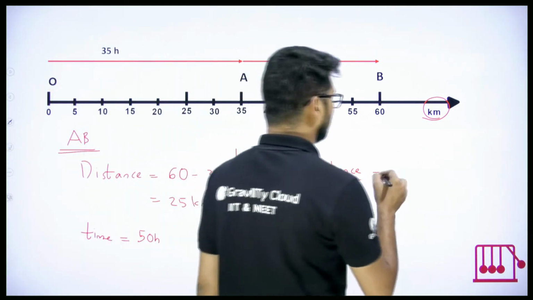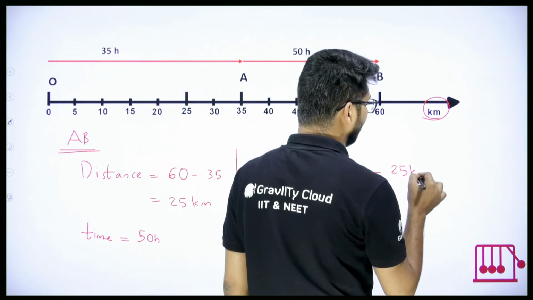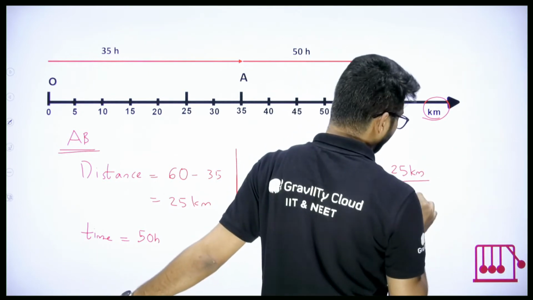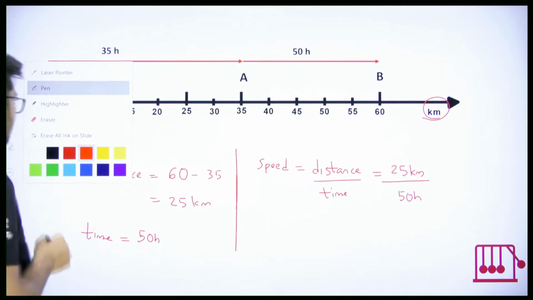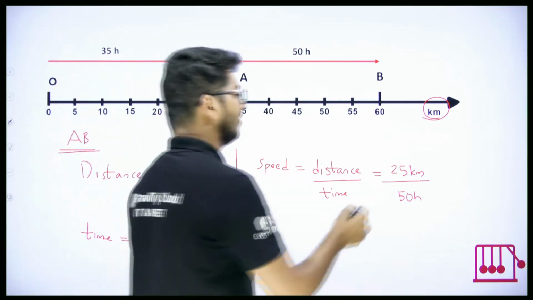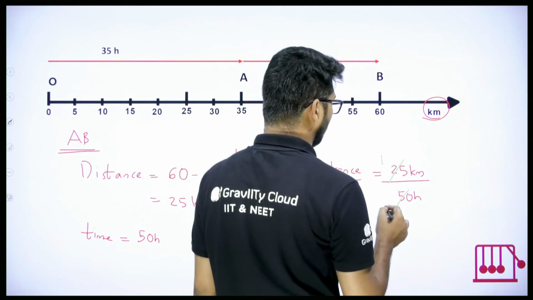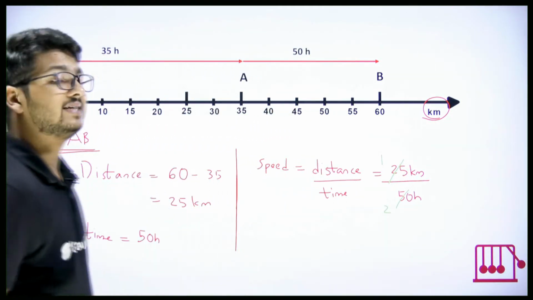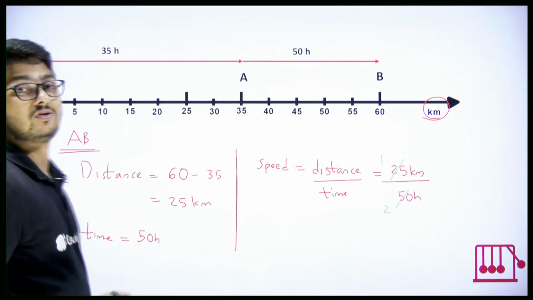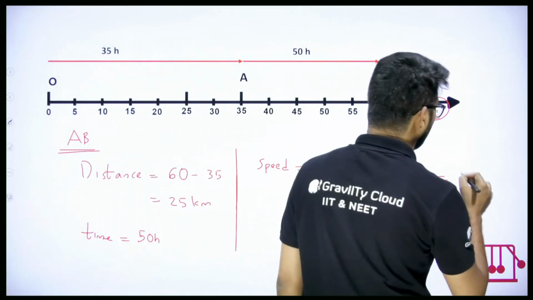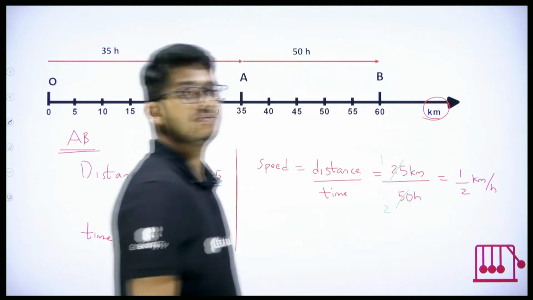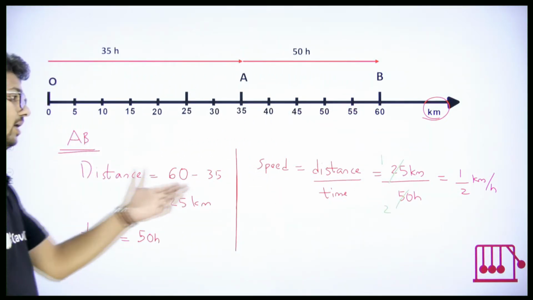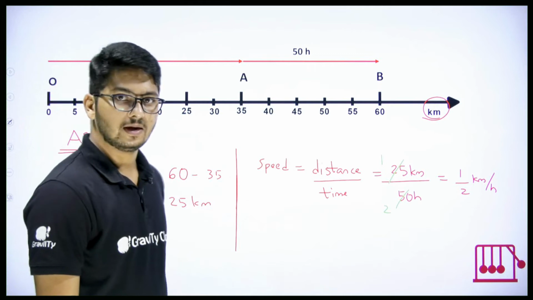Distance we got it as 25 kilometers. Time we got it as how much? 50 hours. Then if I do the calculation, see here, 25 ones are 25. 25 into 2 is equal to 50. So what do we have here? We have 1 by 2 kilometer per hour. There you have it, speed. Clear?